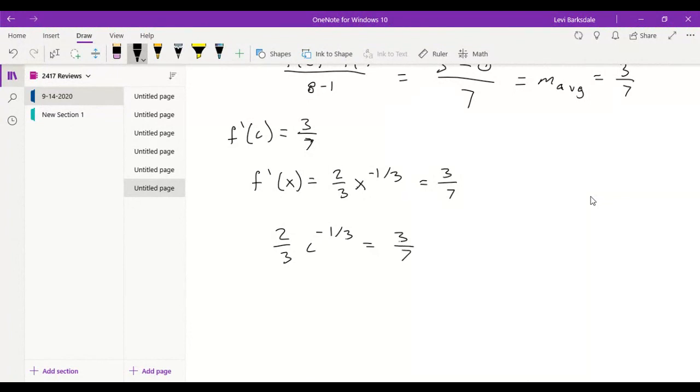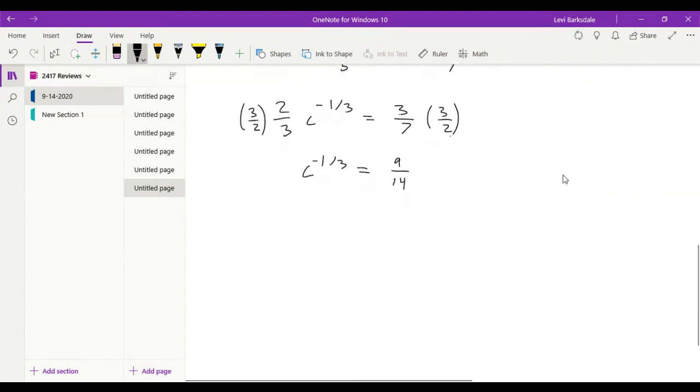And we just solve for c. So we multiply both sides by 3/2 to get rid of the 2/3. We get that c to the minus 1/3 is equal to 9/14. And we know that c to the minus 1/3 is 1 over c to the 1/3. So then c to the 1/3 is equal to 14/9. So c equals the cube root of 14/9.